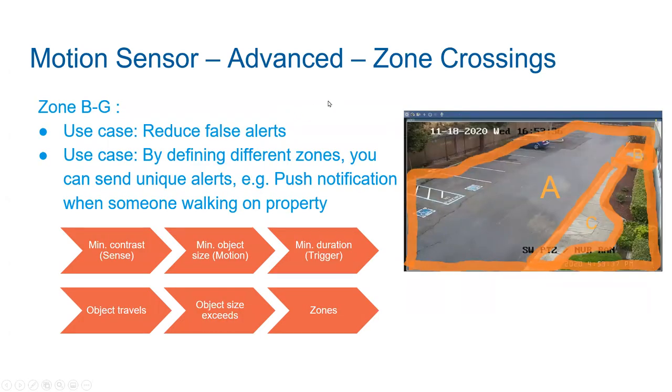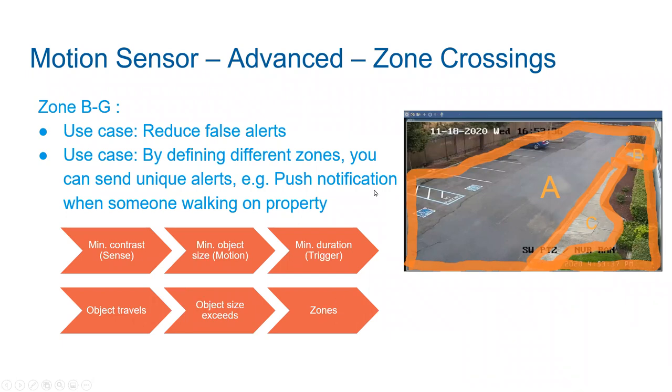Okay, so zone crossing. This is the final aspect of it. I'm going through this fairly quickly, but it's kind of intuitive once you're playing with the capabilities. Just to recap, we talked about contrast, the number of pixels that change, and minimum object size: do the pixels that change aggregate into an object? Is that object large enough that Blue Iris should consider it? Minimum duration: how long did that activity exist? How far did that object travel? And then is it so large that it doesn't make sense as an alert, because it's probably a scene change? So that's where we're at, and now we're at zones.